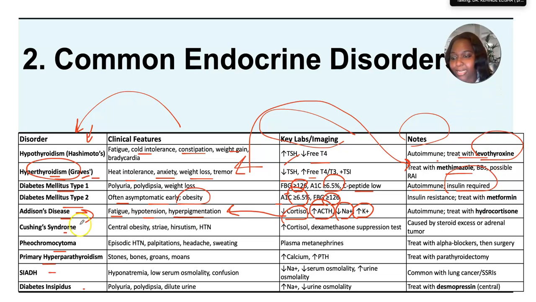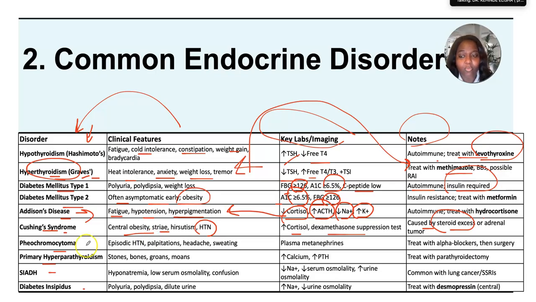So now let's go ahead and take a look at Cushing's syndrome. Central obesity, striae, hirsutism, hypertension. These are the classic signs of Cushing's syndrome. Increased cortisol; dexamethasone suppression tests can also be done. And of course, we have notes here. Generally, too much steroid is the cause of Cushing's syndrome.